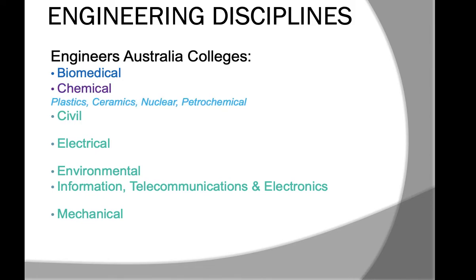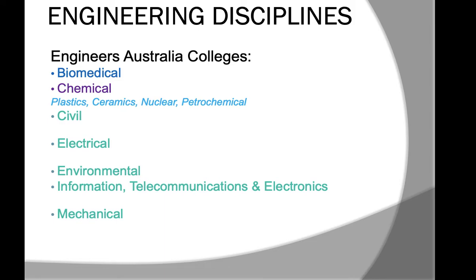So chemical engineers, now, these are my definitions, so there will be a lot of people who would disagree with these, but I would say that you could be a chemical engineer who specializes, for instance, you could be a materials engineer, and you could be a specialist in plastics or ceramics or nuclear or petrochemical.